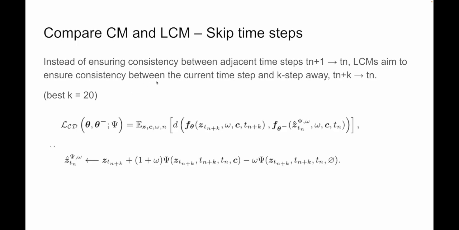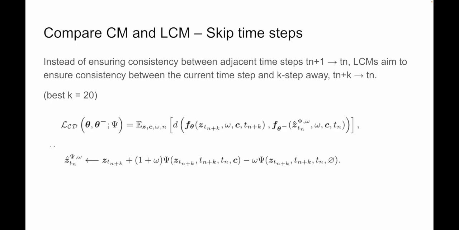So another important point about LCM is the skip time steps. Instead of ensuring consistency between adjacent time steps, t n plus 1 to t n, LCM aims to ensure consistency between the current time step and the one k steps away. The reason behind it is that they also found out in the latent space, the outputs between adjacent time steps are similar. So we actually do not need to distill the model time step by time step. We can skip some time steps, skip some iterations for the training purpose. By some empirical study, they found out k equals 20 is the best.